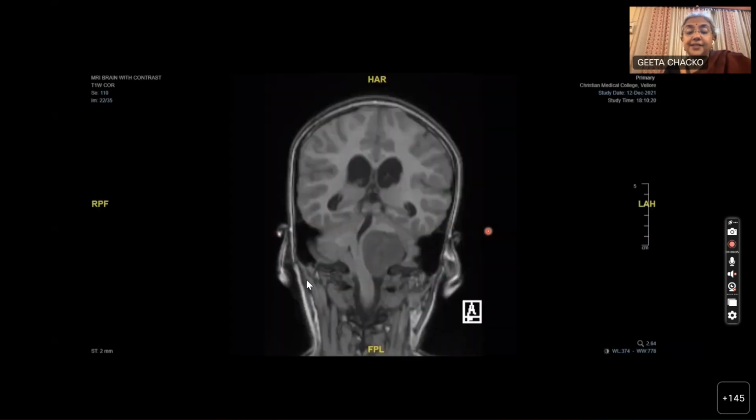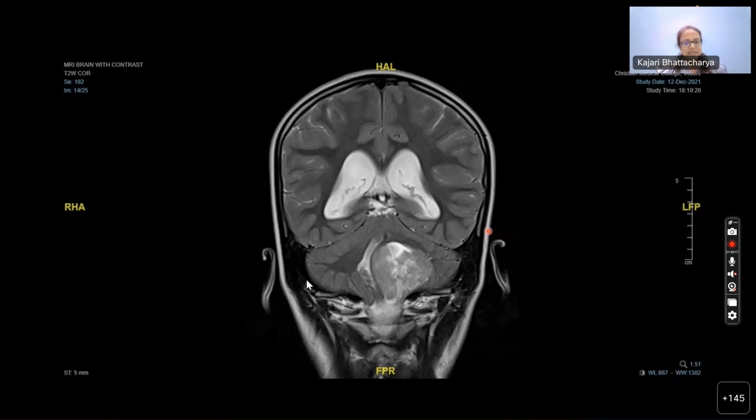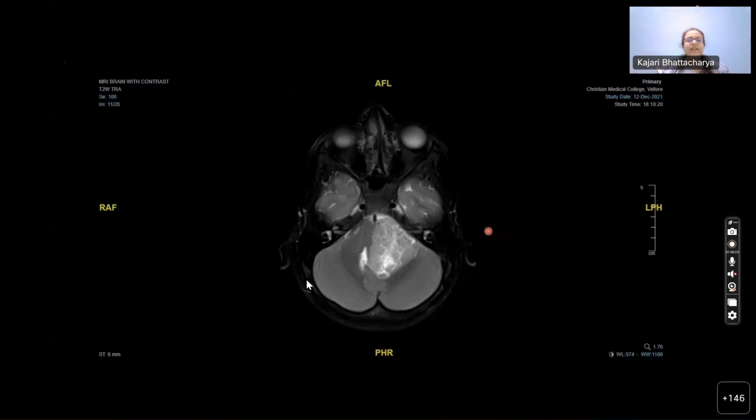Kajri? So we have 3 sets of images. This is a coronal T1 weighted image. I would have to see the rest of the scan, but it probably looks like an extra-axial lesion, or maybe it is arising from the CP angle, or it's basically an off-midline lesion.